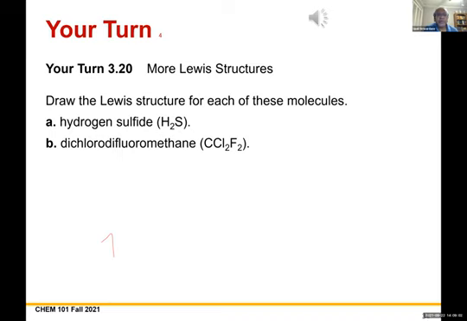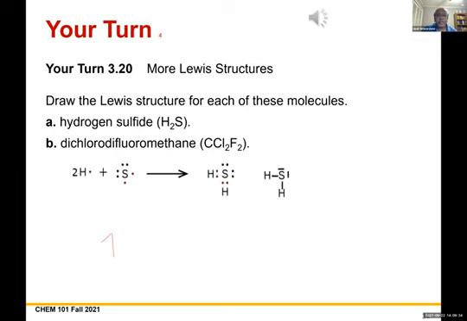Dichlorodifluoromethane: dichloro means 2 chlorine atoms, difluoro means 2 fluorine atoms, and methane is CH4. The 4 hydrogens are replaced by dichloro and difluoro. Therefore, it has to have a similar structure to methane.